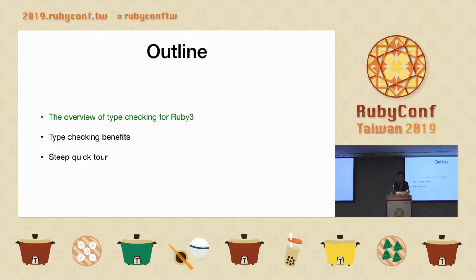This is the outline of my presentation. I will explain the overview of type checking for Ruby 3. I will explain how we are doing the Ruby 3 type checking project, and next the benefits of type checking. And I will finish my presentation with a quick tour of my type checker, Steep.